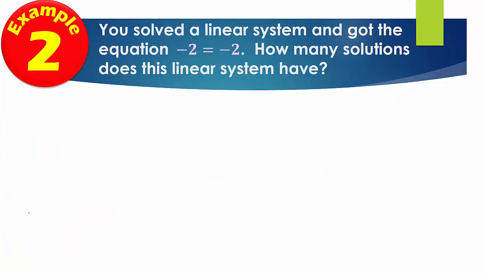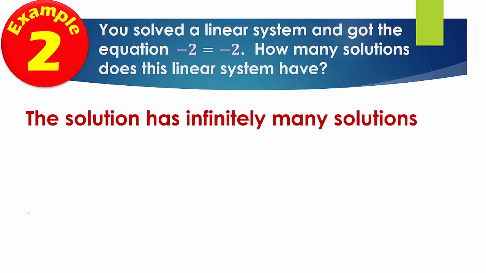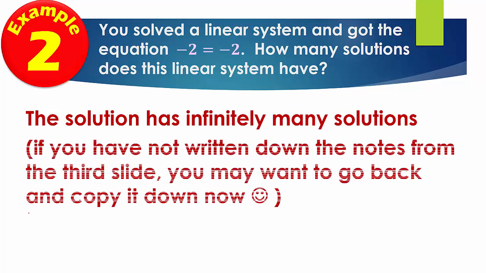Second example, we solved a linear system and got the equation -2 equals -2. How many solutions does this linear system have? It has infinitely many solutions, and that's because the two numbers are the same. So remember what I said, if you have two numbers that are the same and they're set equal to each other after you solve it, there are infinitely many solutions. So if you didn't take the notes down from the third slide, you might want to go back and do that now.